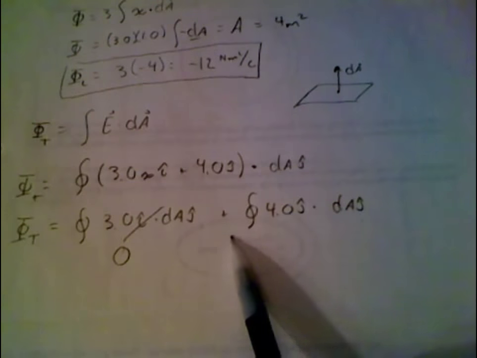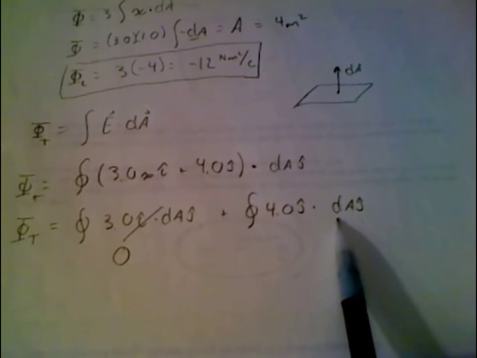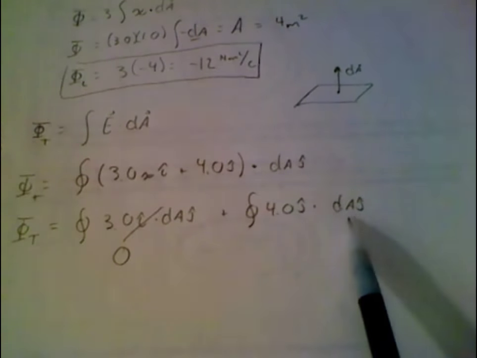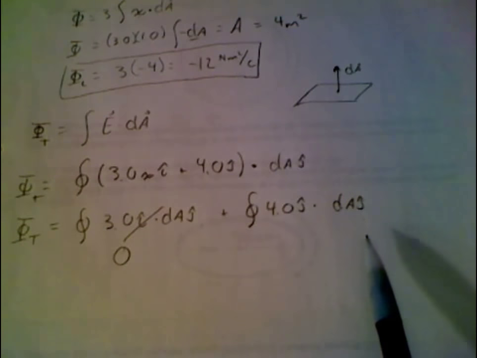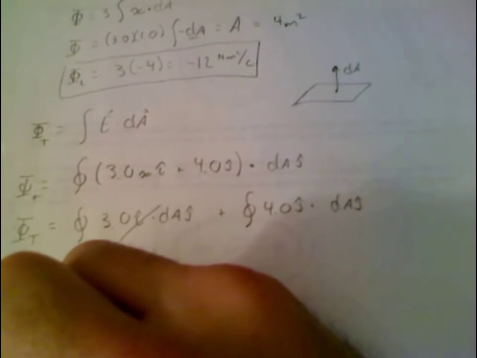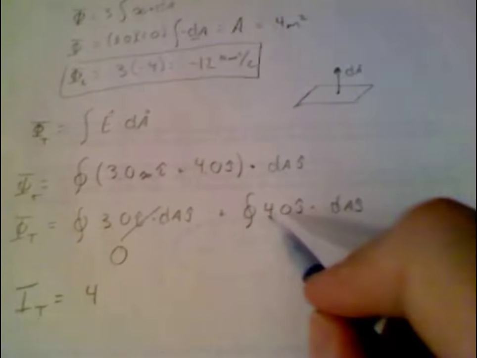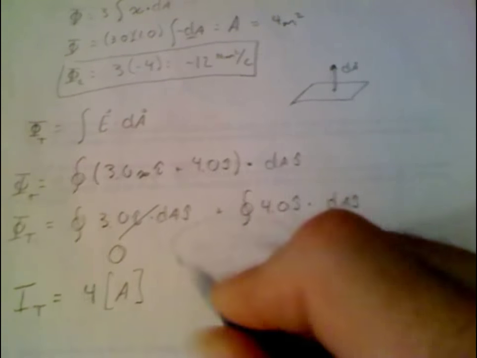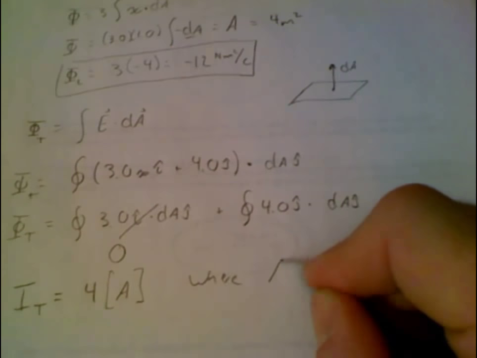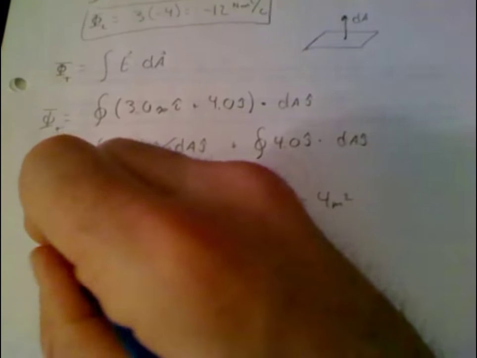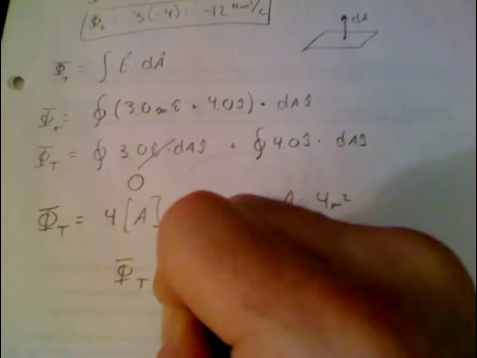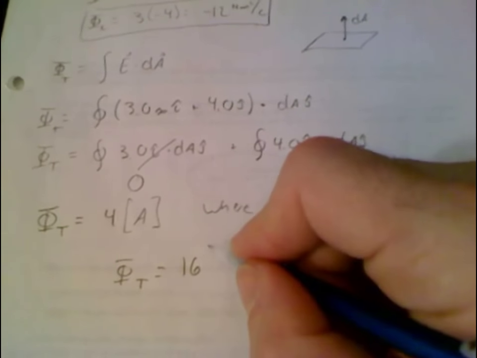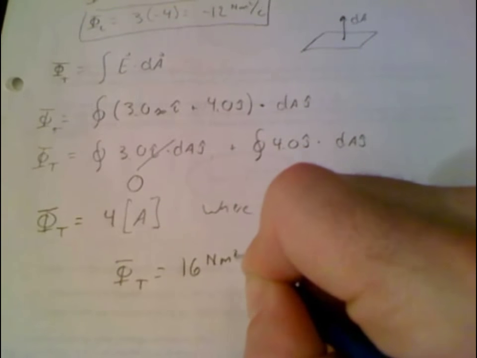I can take my 4 out. I'm going to take the integral of dA, which again is just A. And even though it's the top, it's still the same size. It's still got an area of 4 meters squared. So the flux about the top is, I pulled out that 4, times the antiderivative of dA, which is just A, where A is equal to 4 meters squared. Therefore, the flux through the top surface is 16 newton meters squared per coulomb.